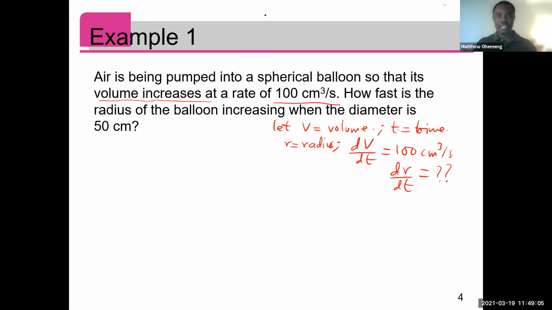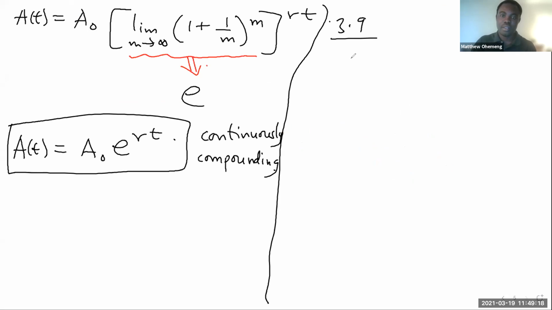Now, how do you do this? The first thing you have to do is find an equation that relates the volume and what you're trying to find, right? So the substance is a sphere.